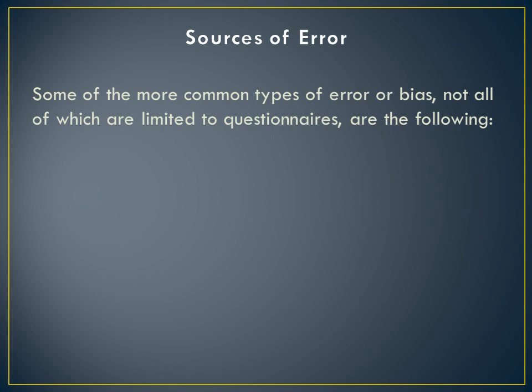Some of the more common types of error or bias, not all of which are limited to questionnaires, are the following. Number 1, researcher bias. In essence, this bias results from the researcher unconsciously developing the questionnaire in a manner that will increase the likelihood of obtaining the desired results. Number 2, sponsorship bias. This bias results from the researcher's hopefully unconscious attempt to produce research results that will please the outside agency funding the research.